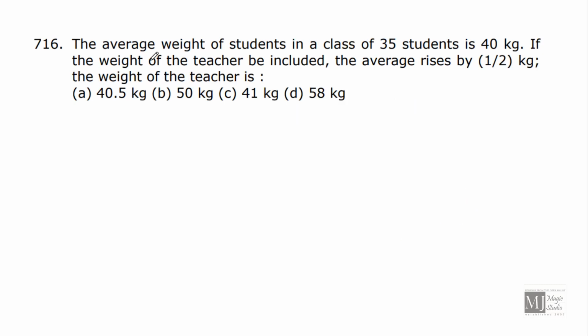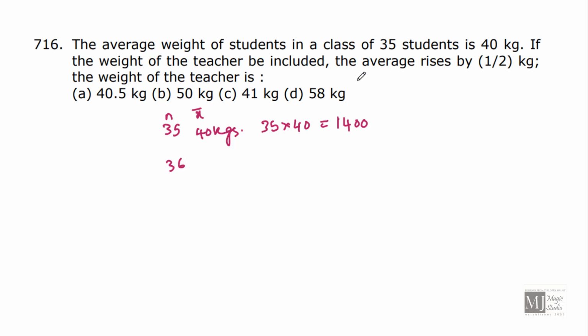The average weight of students in a class of 35 is 40 kg. So 35 is my n, then my x bar is 40 kg. So total weight of these many people would be 35 into 40, that is 1400. If the weight of teacher is included, now we have 36 people, average rises by half, that is 40.5. So how much is 36 into 40.5? 1458. So the weight of the teacher is 1458 minus 1400, that is 58.